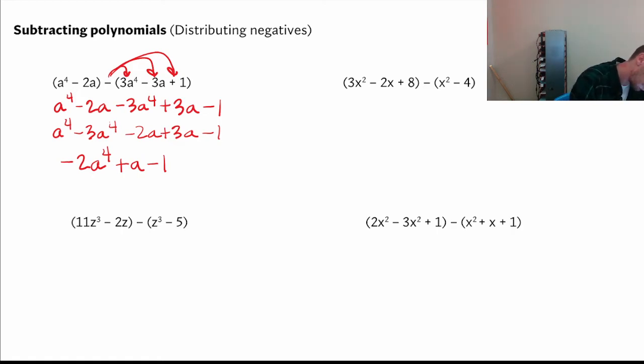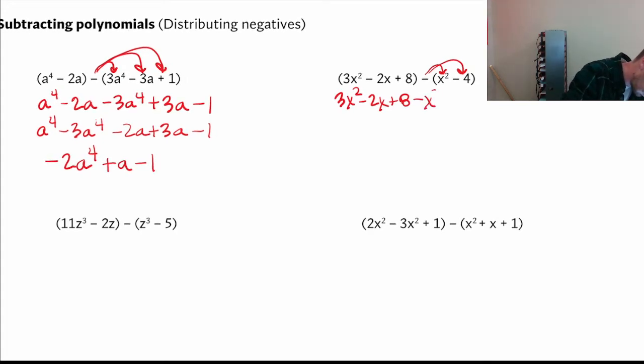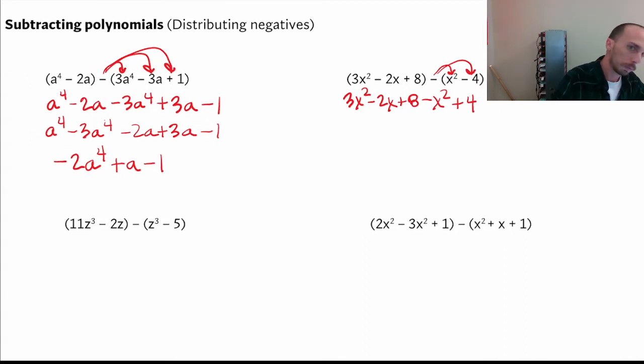All right, so then on this one, I've got 3x squared minus 2x plus 8. Just going to copy that in, minus 2x plus 8, and then I'm going to distribute the negative over to the x squared and the negative 4. So minus x squared and plus 4.